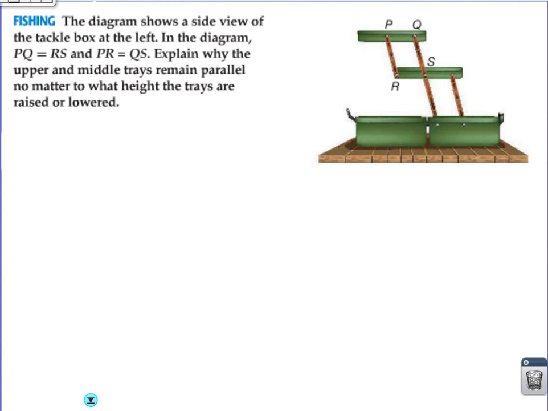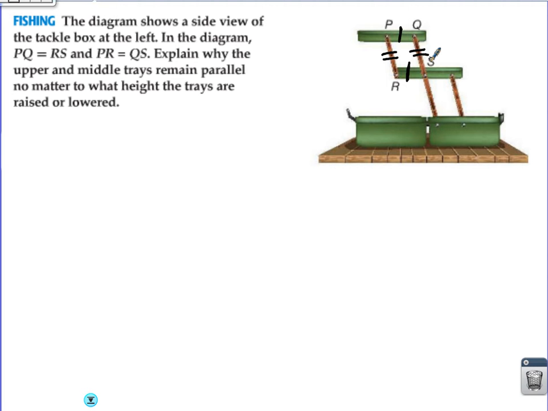The diagram shows a side view of a tackle box. PQ and RS are congruent. PR and QS are congruent. Explain why the upper and middle trays remain parallel no matter what height. You ever thought about that?